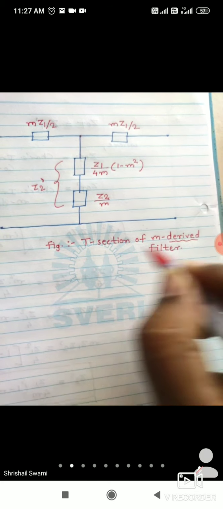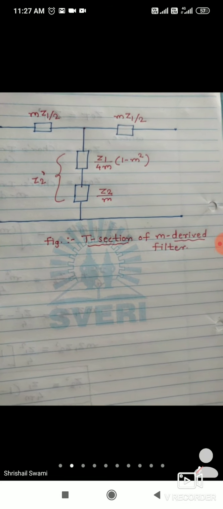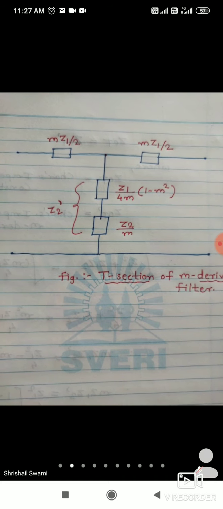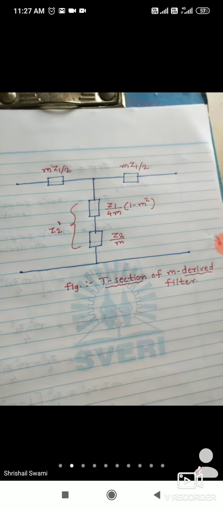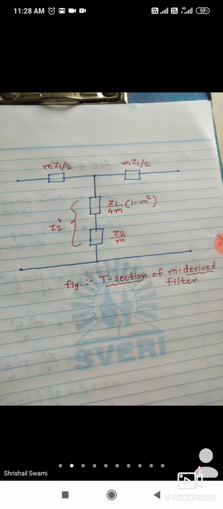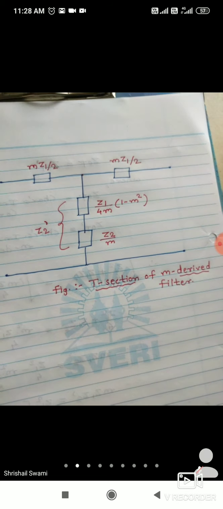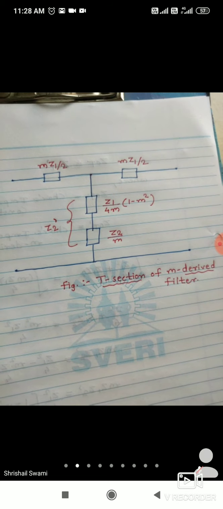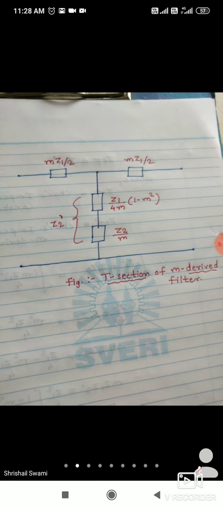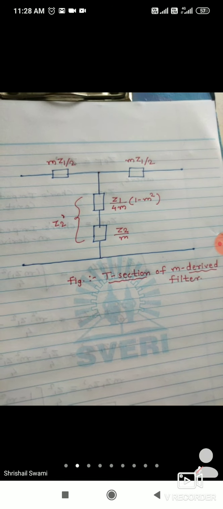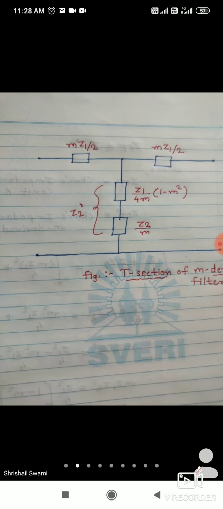So similarly, we are going to learn about the pi section. So that we will learn in the next lecture. Okay, so what will be the modification in the constant K type so that we can get pi section of M derived filter? That we will learn in the next lecture. And also we are going to analyze what are the advantages, and once we finish the theoretical part, we will start now M derived low pass filter and M derived high pass filter.